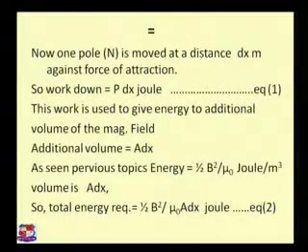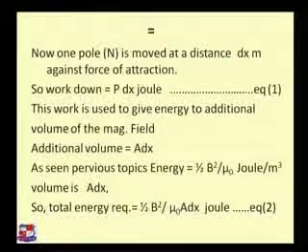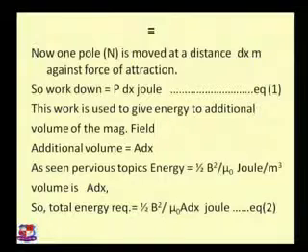This work is used to give energy to additional volume of the magnetic field. P into dx work is stored as energy in A into dx volume. Additional volume is equal to A into dx. As seen in previous topics, energy is equal to 1/2 B square upon mu 0 joule per meter cube.